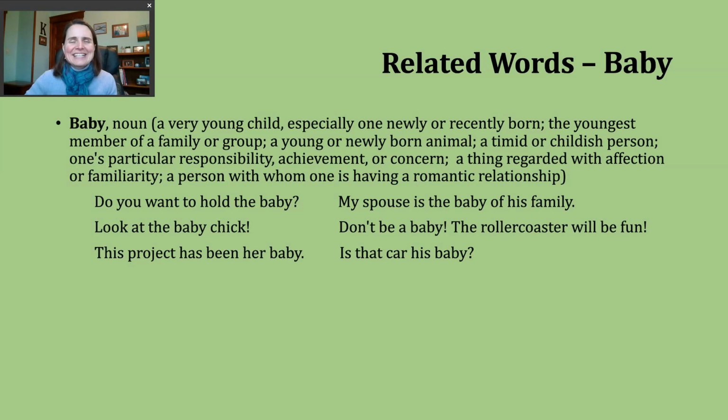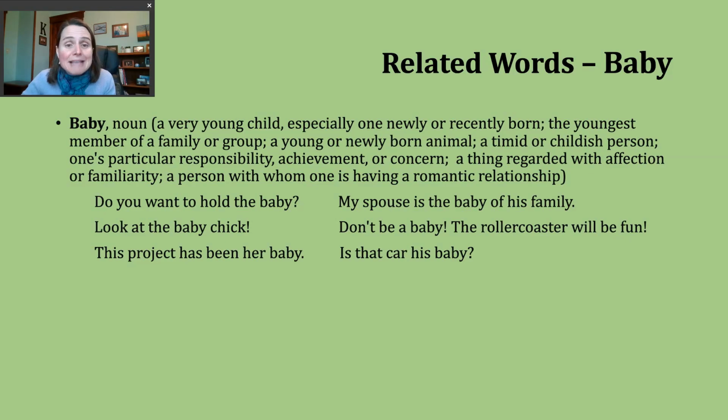A sixth way to use the noun baby is to refer to something that you regard with affection, with familiarity. So again, I'm going to go back to that car example because I was really surprised. I'm not a car enthusiast, so I didn't think about it, but you will hear people describe or say that car is his baby. And so maybe that's a question. Is that car his baby? So something he loves deeply.